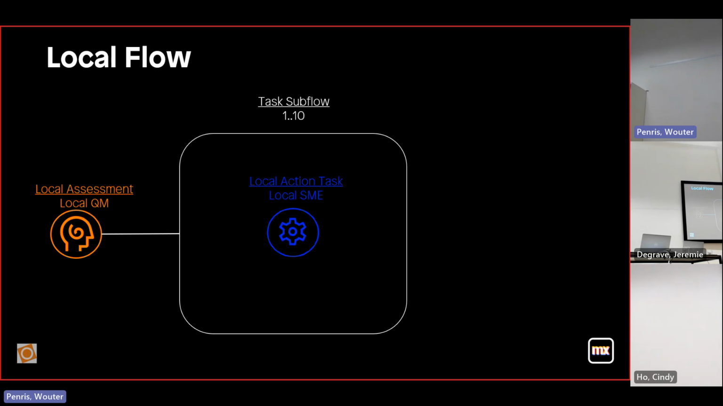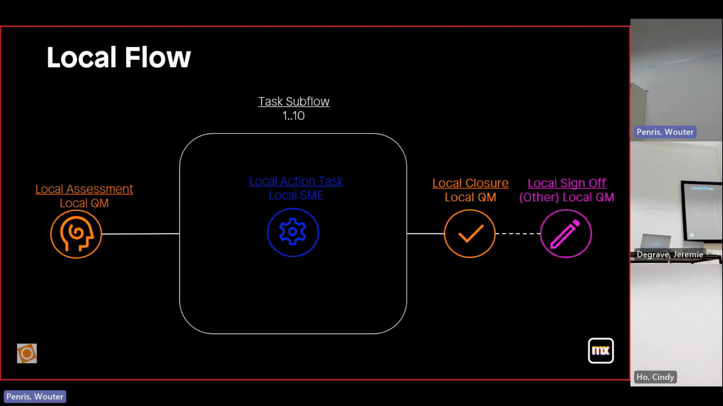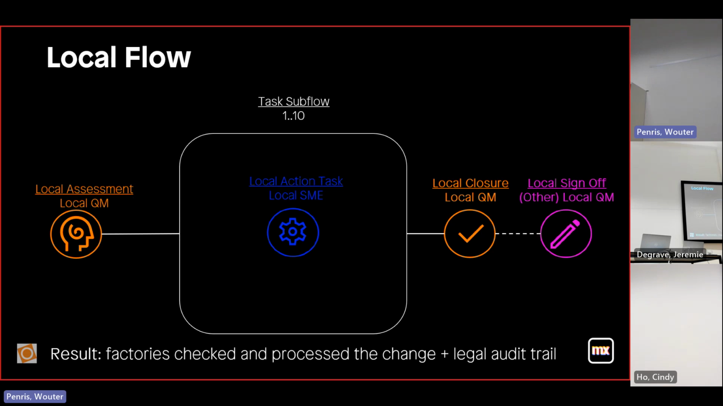So up to 10 tasks, and once these are done, the local QM inspects the results, and finally there may be a local sign-off done by another QM, so that's why we have a different color. And why we get this, so you see it's optional, actually it's set up here at the beginning that we decide if we need this extra sign-off.